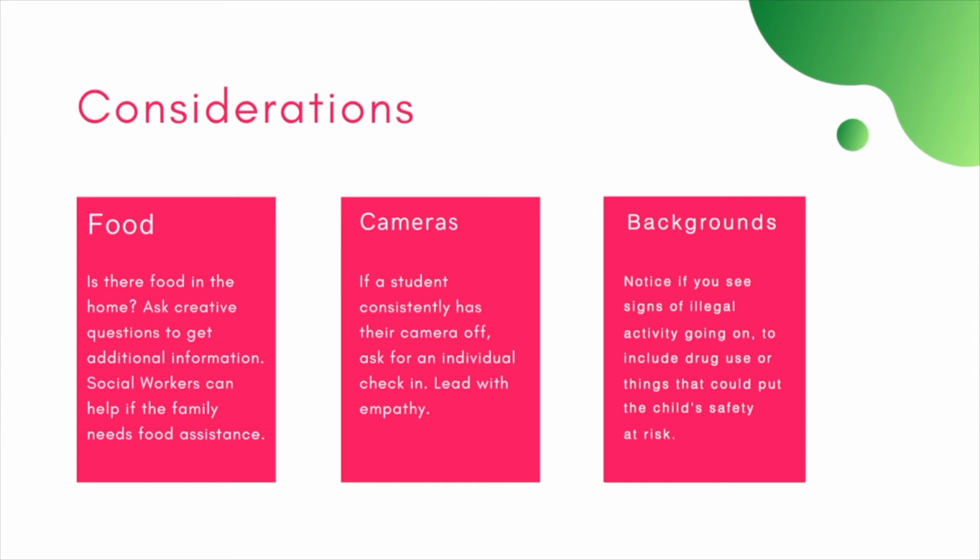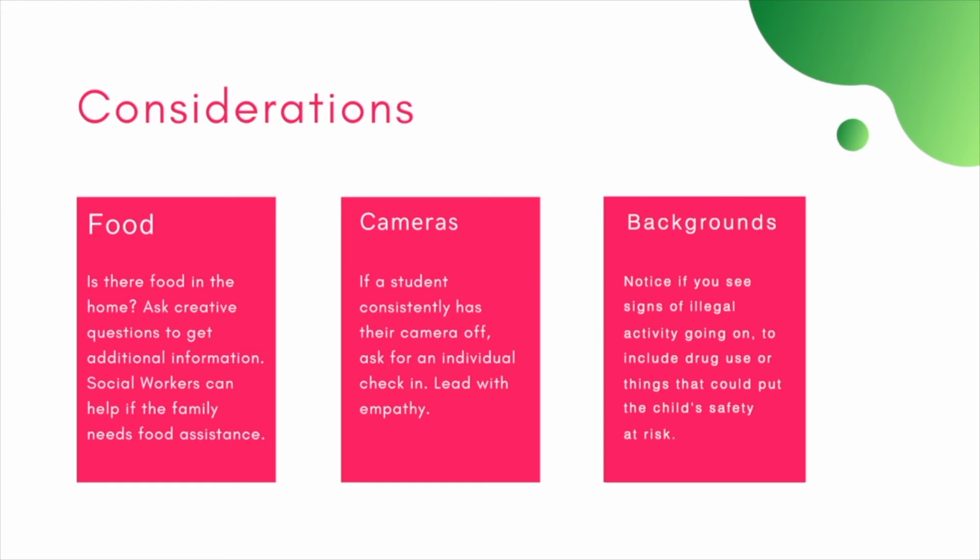Earlier, you were encouraged to allow students the freedom to have their cameras off if they choose. However, if you notice a student always has their camera off, try and have a one-on-one check-in call with that student and or their caregivers. Lead that conversation with empathy, not accusation. Simply saying something like, "Hey, I noticed you usually have your camera off in class. Are you okay? I care about you and just wanted to check in." That can go a long way in showing that you care.